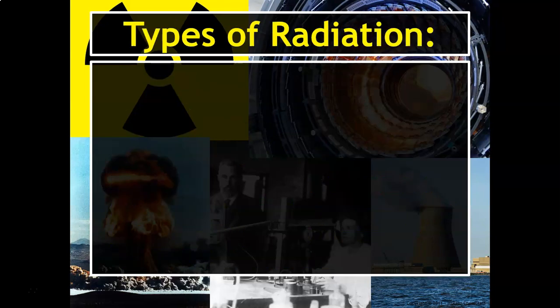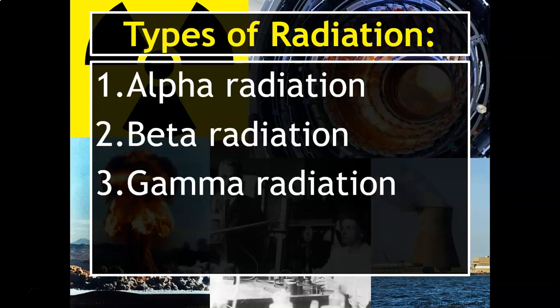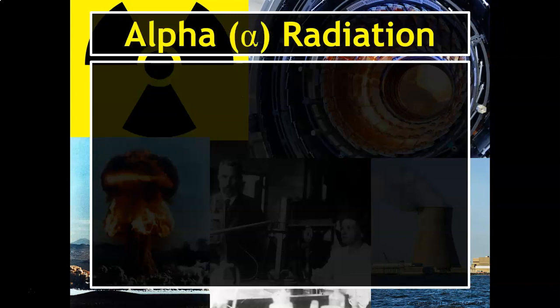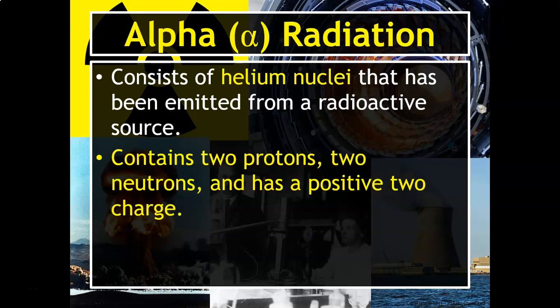Let's talk about the different types of radiation. There's alpha radiation, beta radiation, and gamma radiation that we will focus on. So we'll talk about the properties of these one at a time. Alpha radiation has the symbol that kind of looks like a fish, actually. That's the Greek letter alpha. It consists of helium nuclei that have been emitted from a radioactive source. Alpha radiation contains 2 protons and 2 neutrons and has a positive 2 charge.